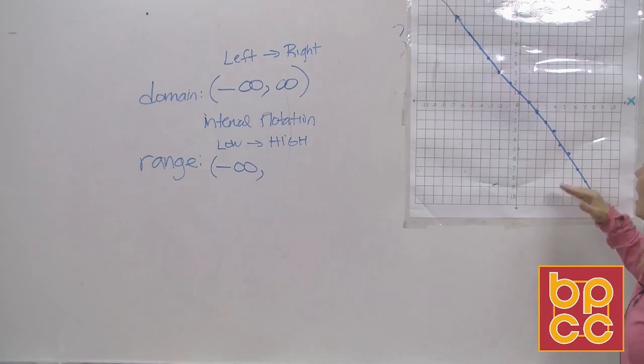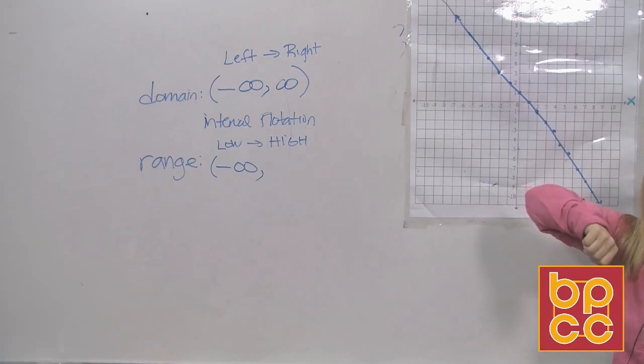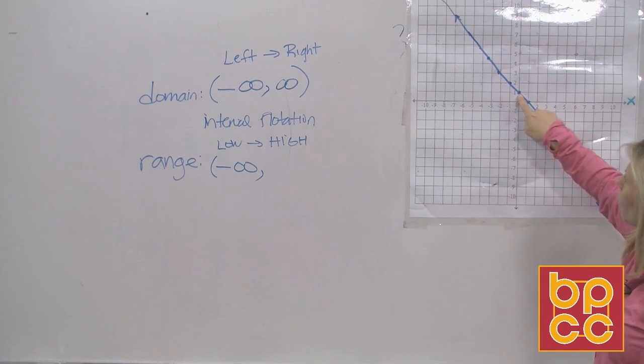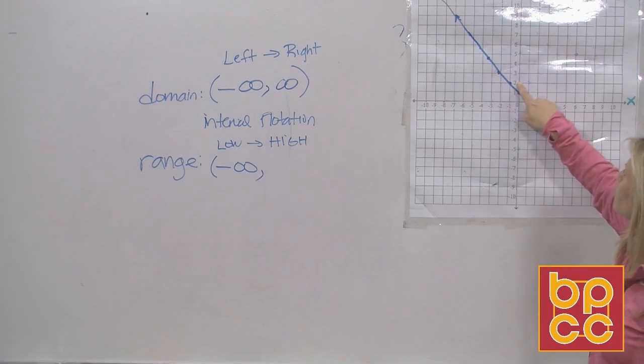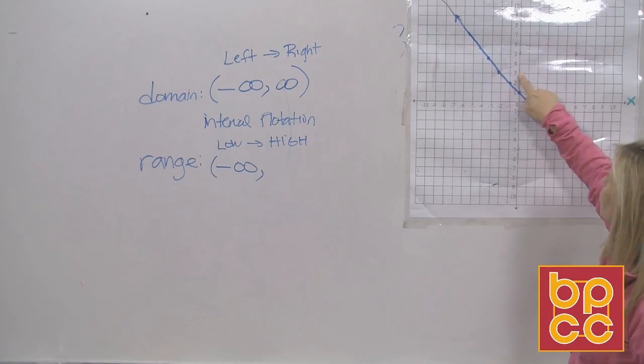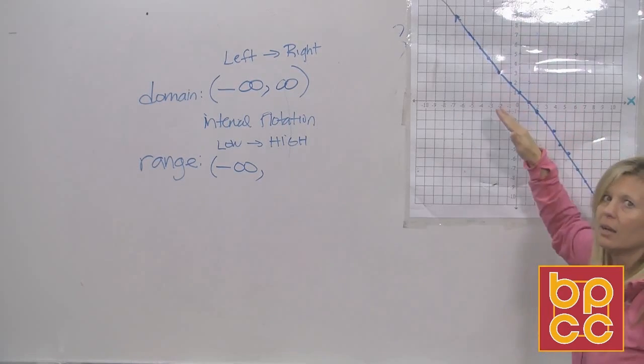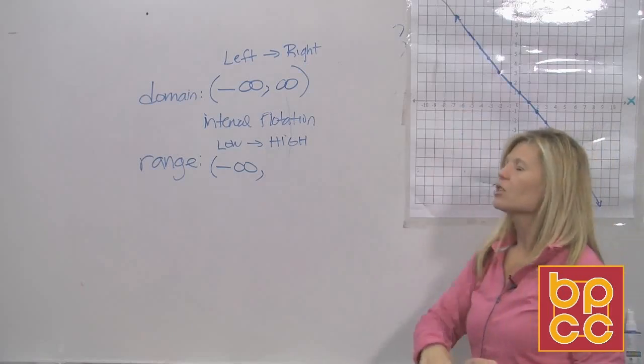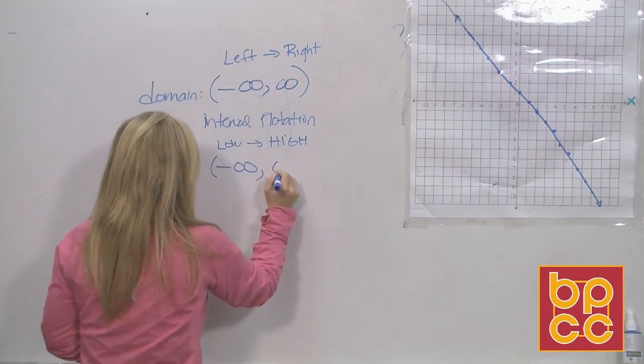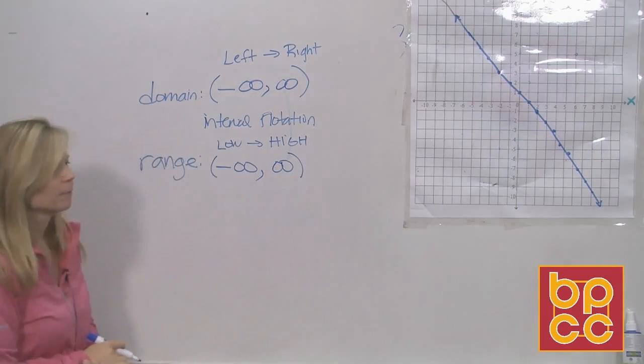The same way, how high is this line going to go? This point's y value is 1. This point's y value is 2. This point's y value is 3. And so on, and so on, and so on. The higher up this line goes, the bigger the y values get. So we would say it's going to positive infinity.